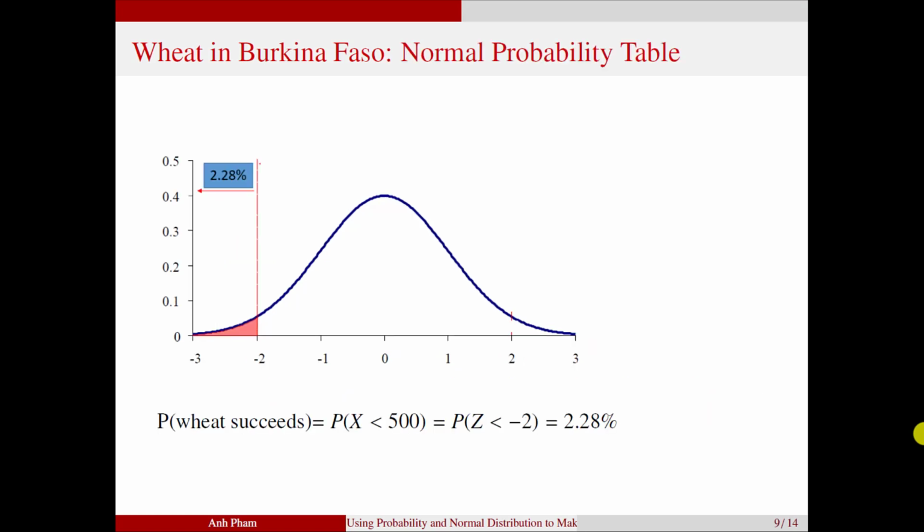So when we look it up in Appendix A, in the standard normal distribution table, we will see that the area beyond z, when z is equal to 2, is 2.28%. And because the normal distribution is symmetric around the mean, the area on the left of -2 is also 2.28%. In other words, the probability that wheat succeeds is 2.28%.